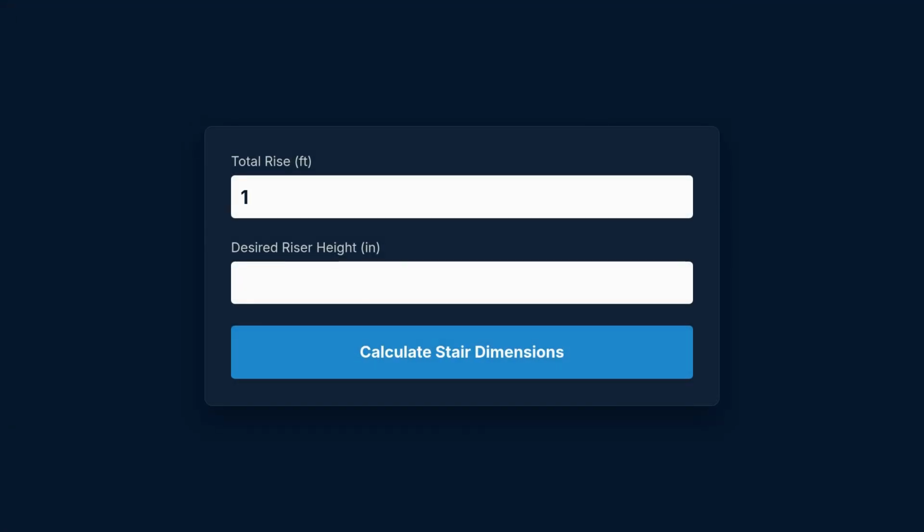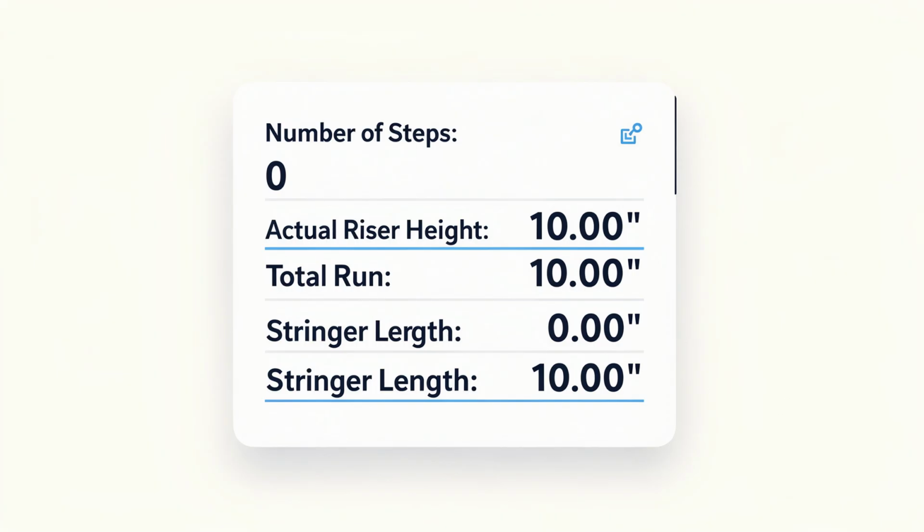For our demonstration, I'll enter 10 inches for the total rise and 10 inches for the desired riser height. After clicking Calculate Stair Dimensions, here are our results. The number of steps shows 0, which makes sense since our total rise of 10 inches equals our desired riser height of 10 inches, meaning we need no actual steps.